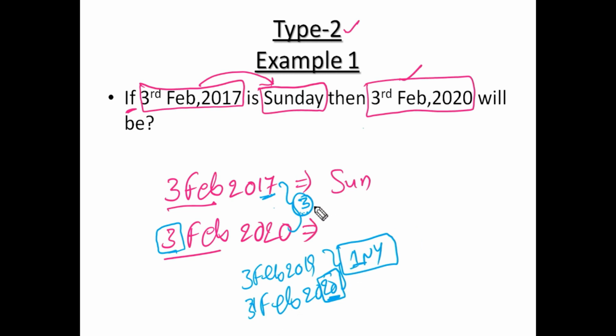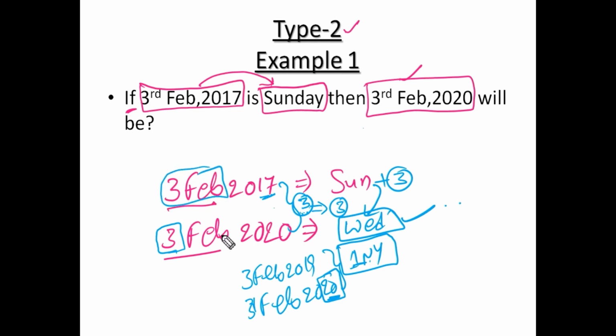Totally there are 3 normal years. Every normal year consists of 1 odd day, so 3 normal years consist of 3 odd days. So simply add 3 days to Sunday, and we'll get the answer. Sunday, Monday, Tuesday, Wednesday. So our answer is Wednesday. When the date is the same, you can follow this approach and directly solve the question by year gap.